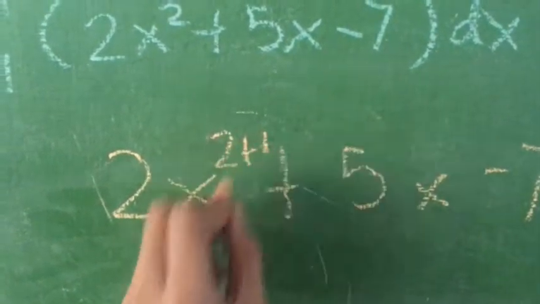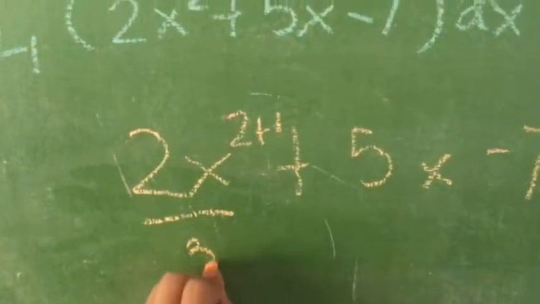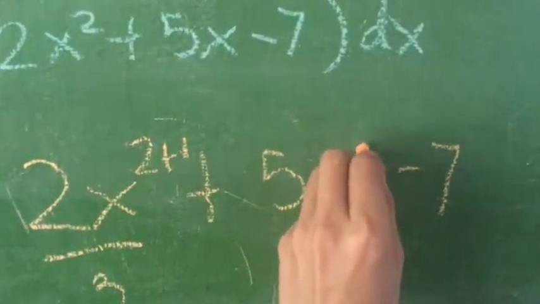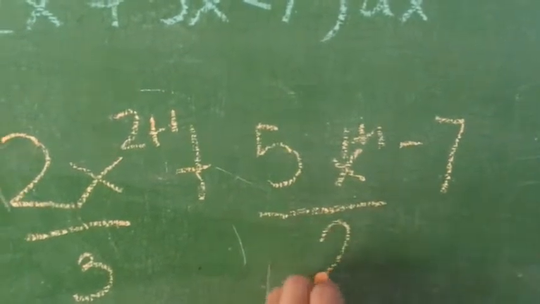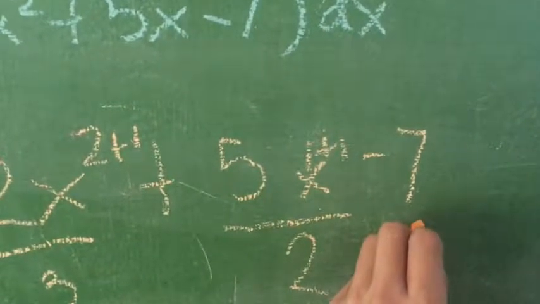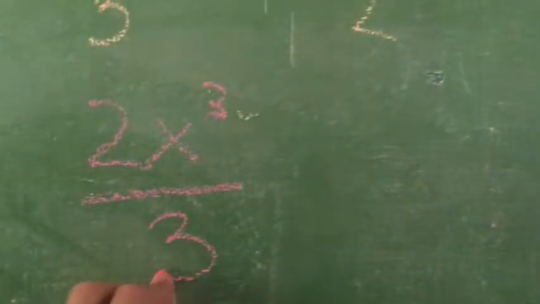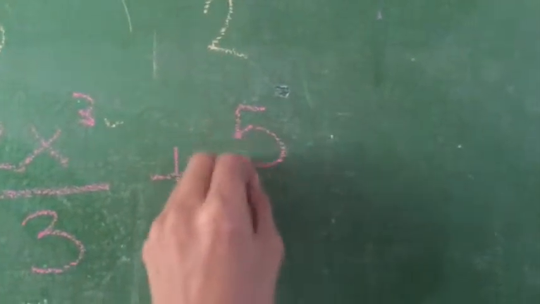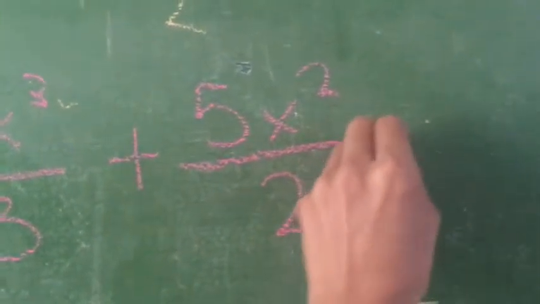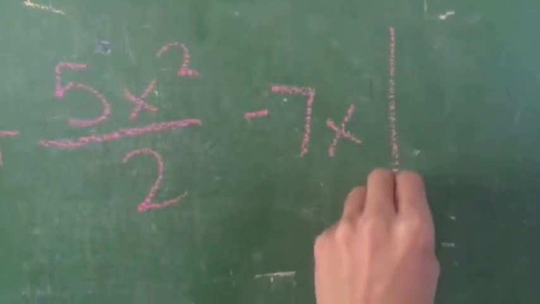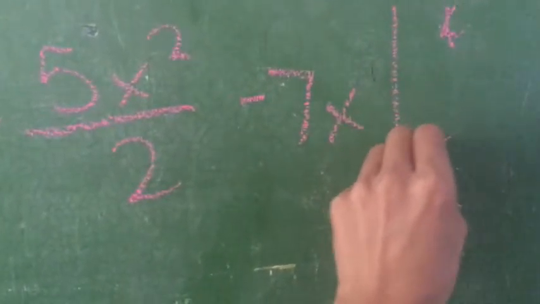2x squared, plus 1 over 3, plus 5x, 1 plus 1 over 2, minus 7. So, the antiderivative of the given function is 2x cubed over 3 plus 5x squared over 2 minus 7x, which has a negative 1 lower limit and 4 upper limit.